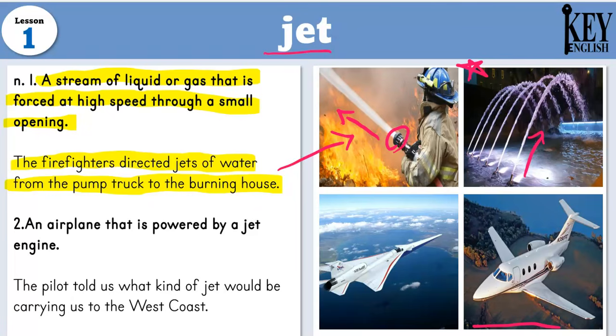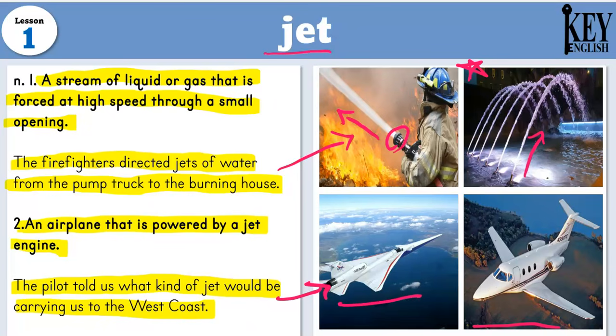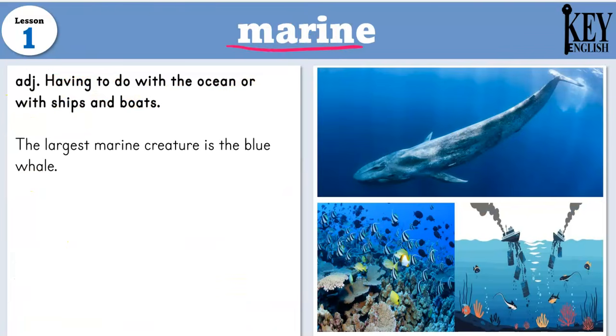And of course, the other definition for jet is an airplane that is powered by a jet engine. For example, the pilot told us what kind of jet would be carrying us to the West Coast. So we can use jet to talk about very fast airplanes like this one here, or just regular airplanes that have jet engines. Our next word is marine.